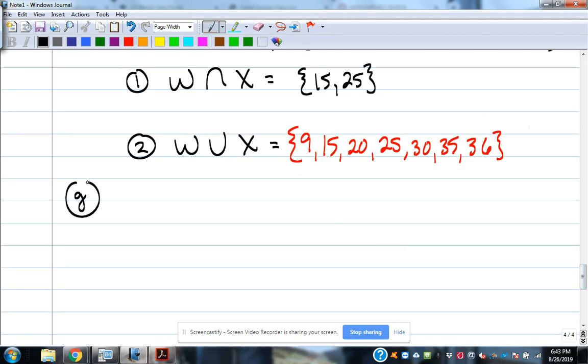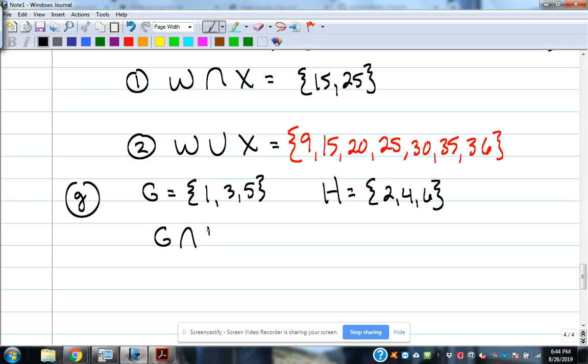All right. One more little example involving that stuff. Set G is 1, 3, and 5. Set H, let's do 2, 4, and 6. G intersect H. That's what we want to answer. What's in both of them?